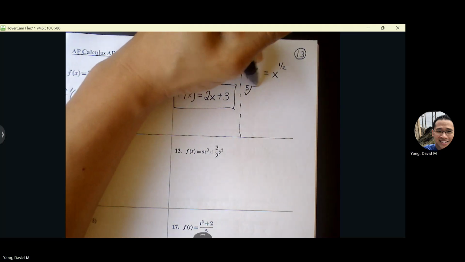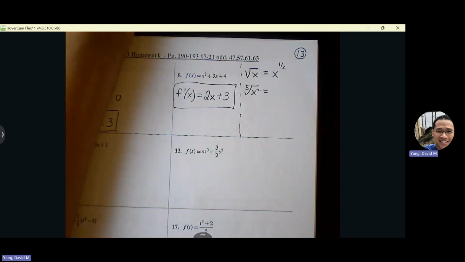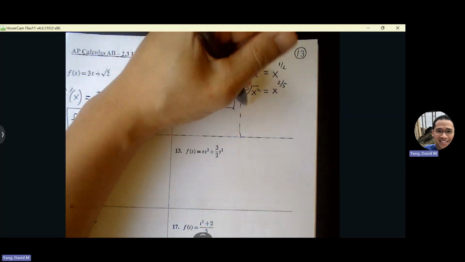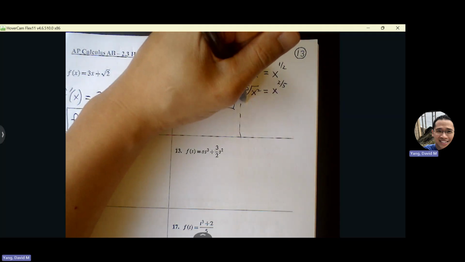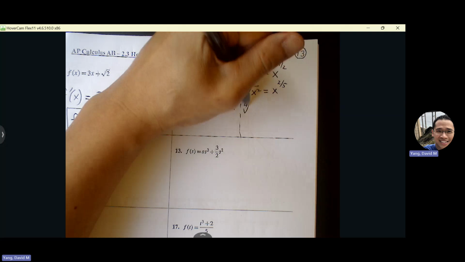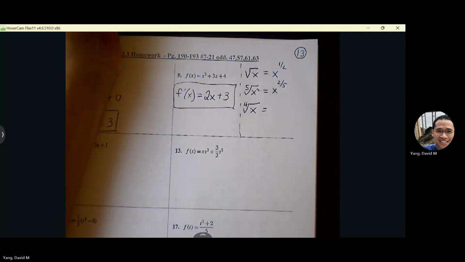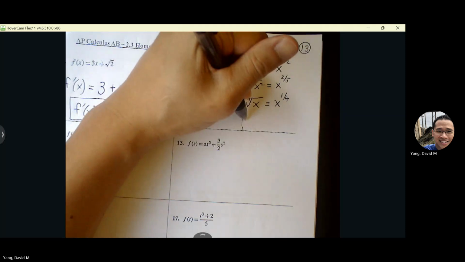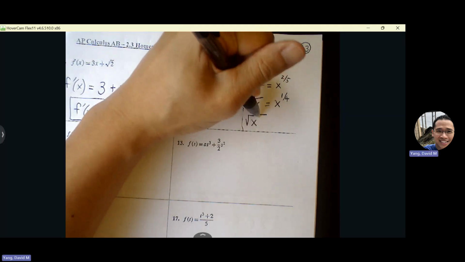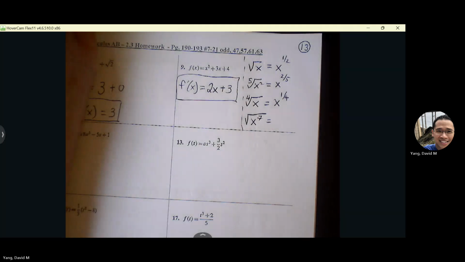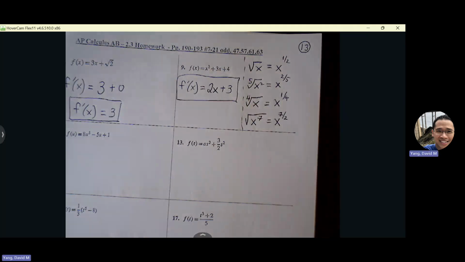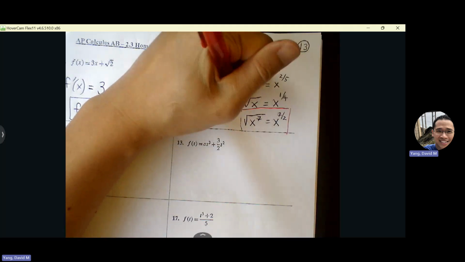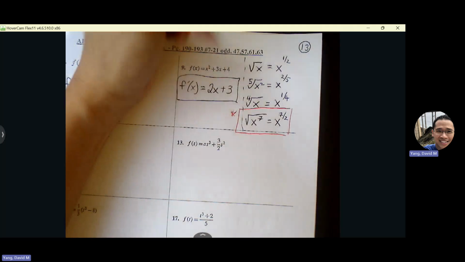Fifth root of x squared. What is this? X to the 2/5. Okay. Fourth root of x. X to 1/4. Okay, good. Square root of x to the 7th. X to the 7/2. Put a star next to this one. This is the one that students have the most trouble with.